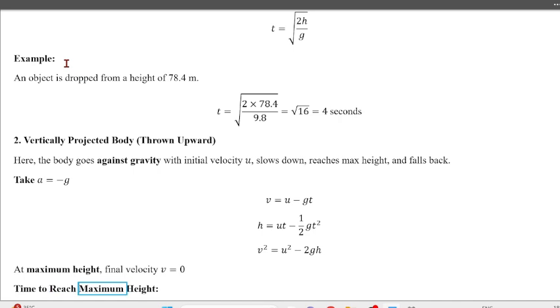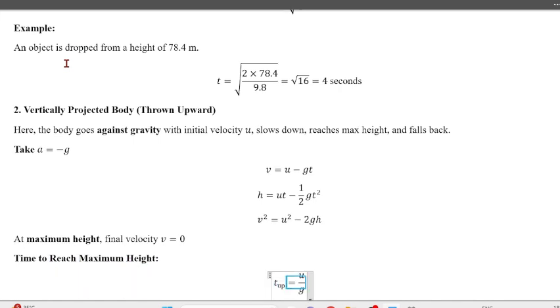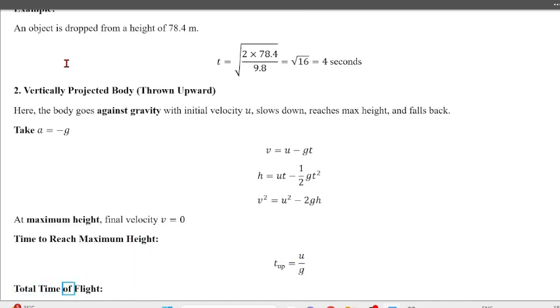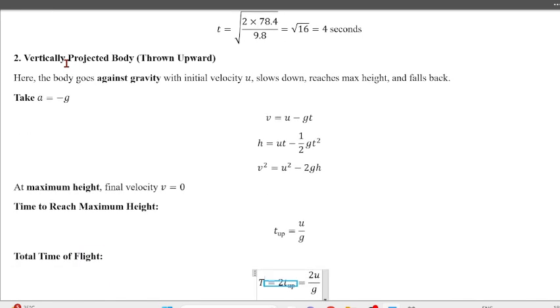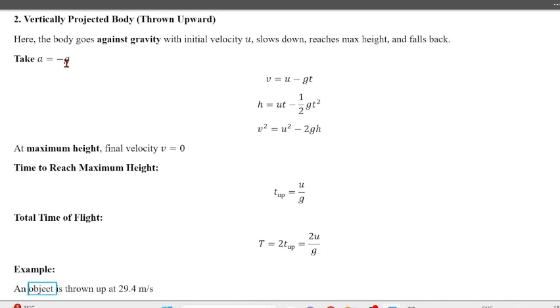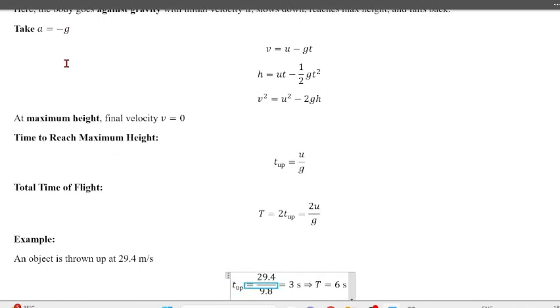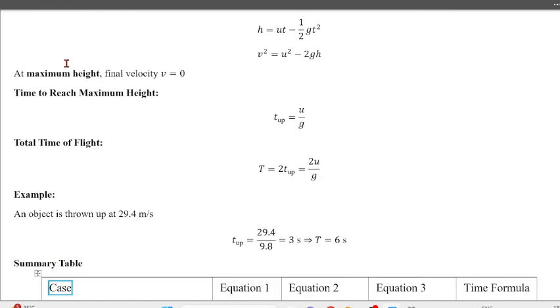Time to reach maximum height, t sub up equals u over g. Total time of flight, T equals 2u over g. Example: an object is thrown up at 29.4 m/s. t sub up equals 29.4 over 9.8 equals 3 s. T equals 6 s.